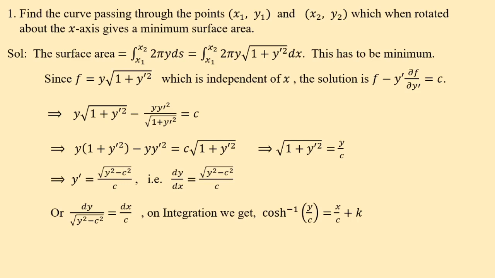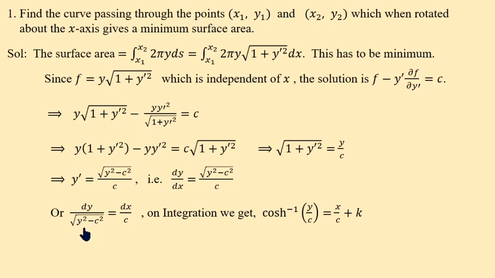Now, if I substitute y is, not sinh, cosh theta, y is c cosh theta, then cosh square theta minus 1 is sinh square theta, its square root is sinh theta, and dy is, if y is c cosh theta, dy is c sinh theta d theta. Cancel c, so it becomes 1. Integral of 1 is theta.